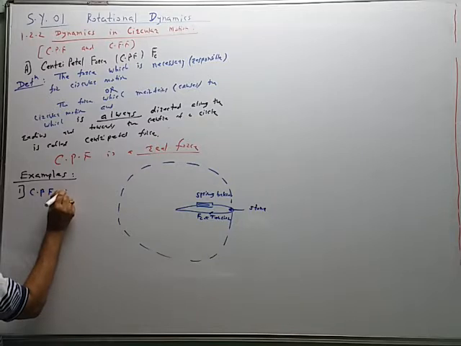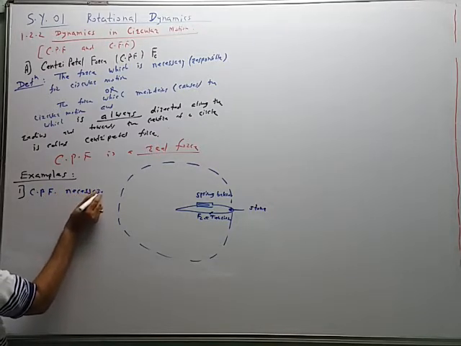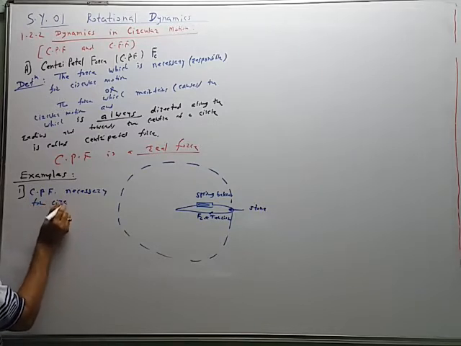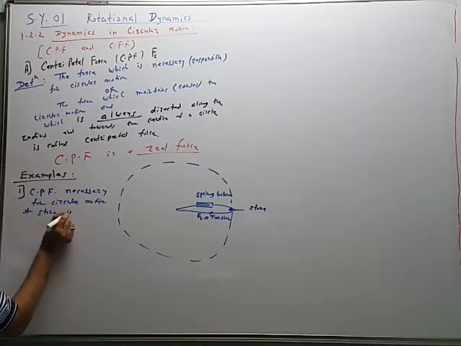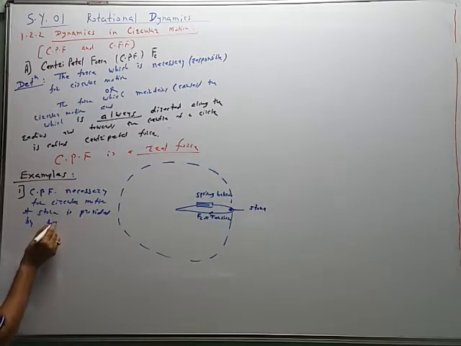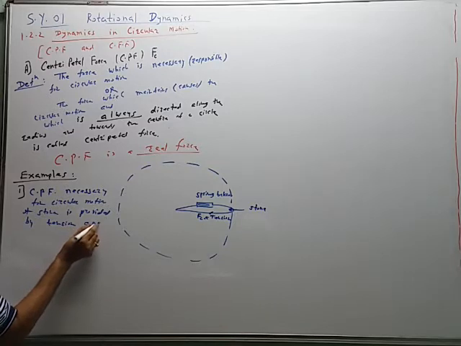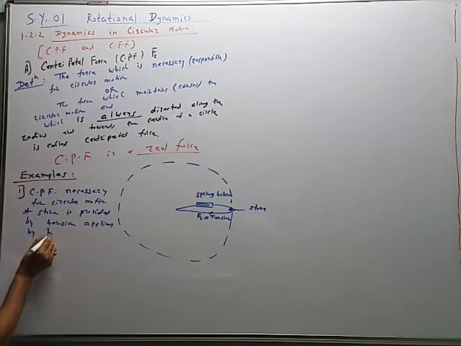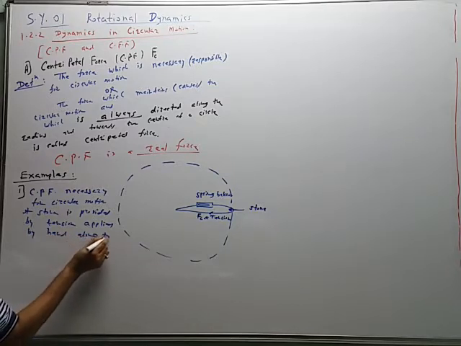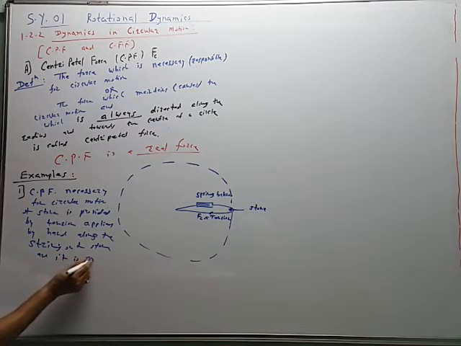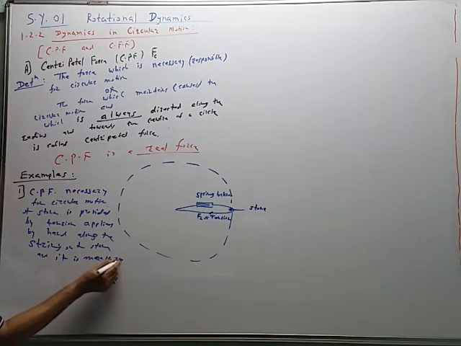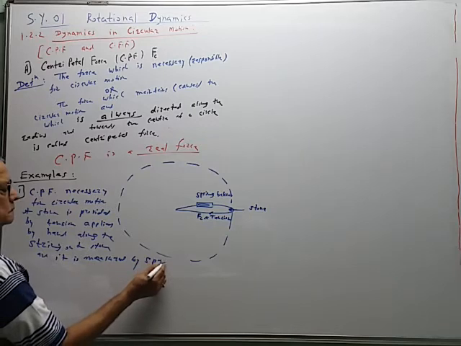Centripetal force necessary for circular motion of the stone is provided by tension applied by hand along the string on the stone, and it is measured by the spring balance.